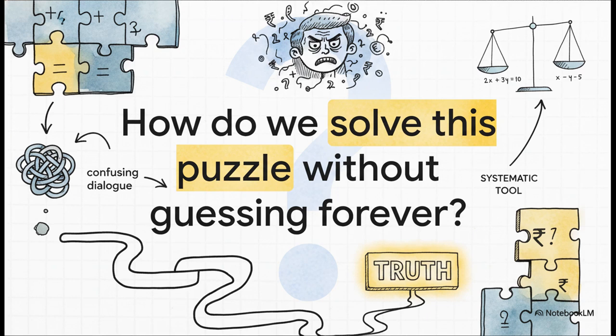I mean, you could sit there plugging in random amounts of rupees. Maybe Rohit has 50 and Ajay has 100. Nope, that doesn't work out. Honestly, it's virtually impossible to solve this by pure guesswork without giving yourself a massive headache. And that raises the stakes, right? We need a real, systematic tool, a method that cuts right through the confusing dialogue and just gives us the undeniable truth.